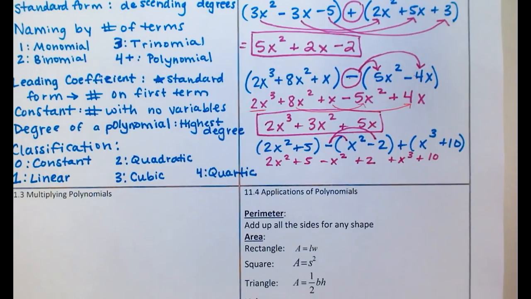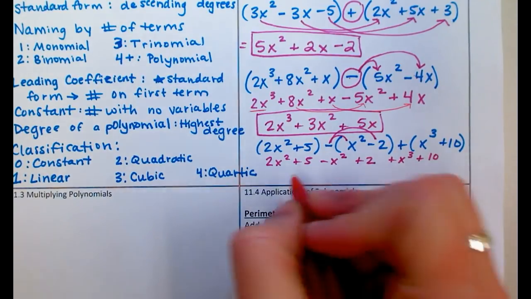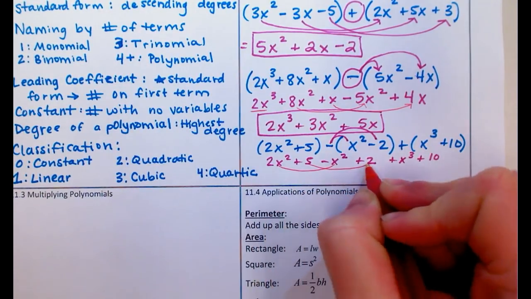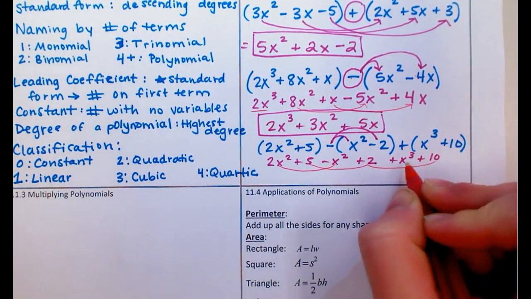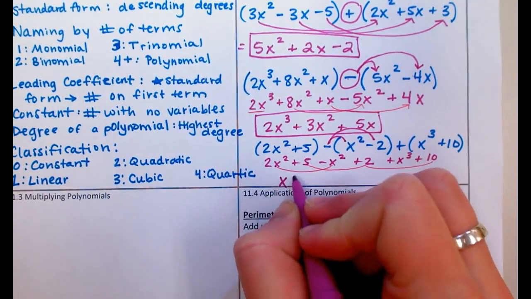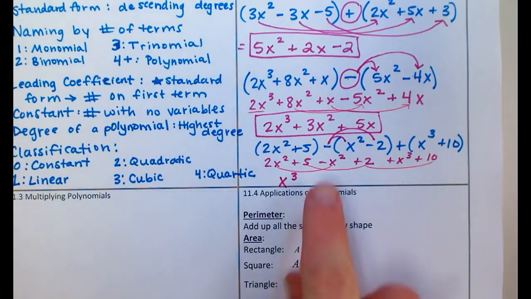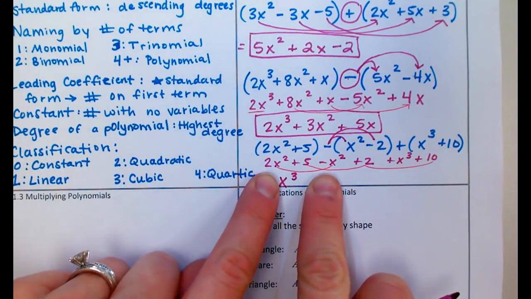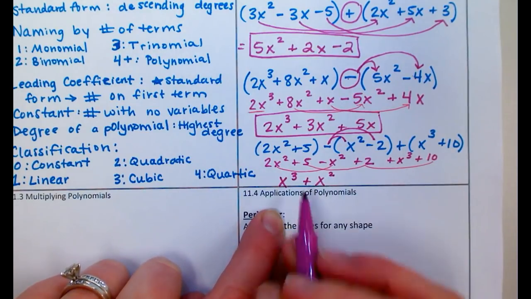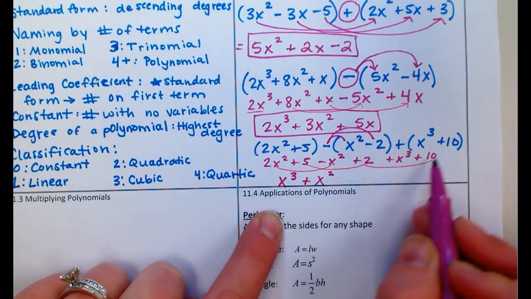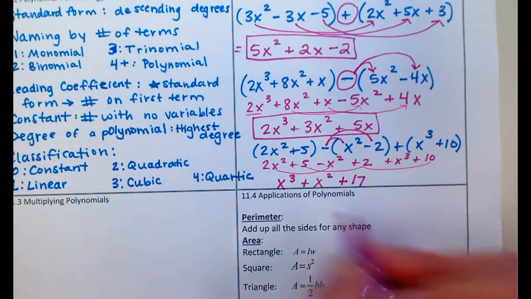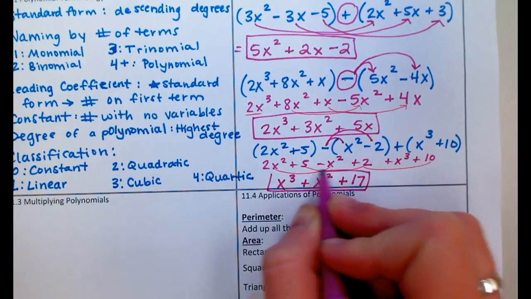Last, I'm going to combine my like terms. So I have 2x squareds here, and I've got some constants here, and this x cubed is alone. So starting in standard form is my x cubed, then my x squareds. 2x squared minus 1x squared leaves me with a positive 1x squared. Positive 5, positive 2, and positive 10 leaves me with a positive 17. So that is my final answer in standard form.